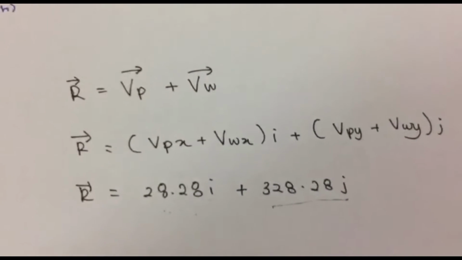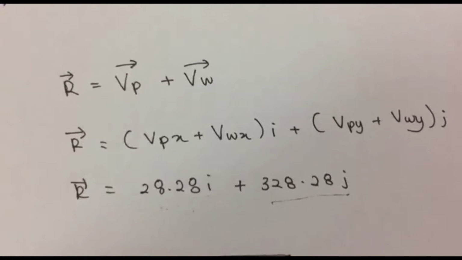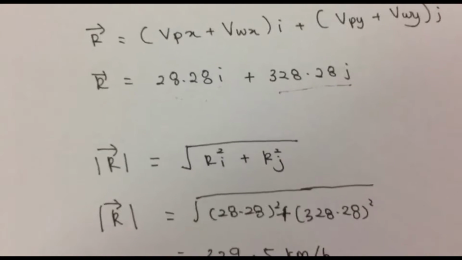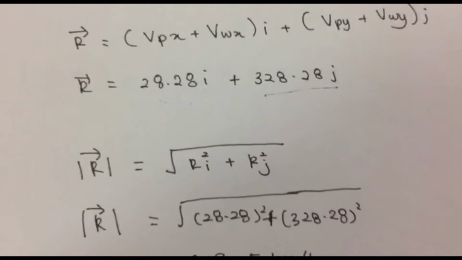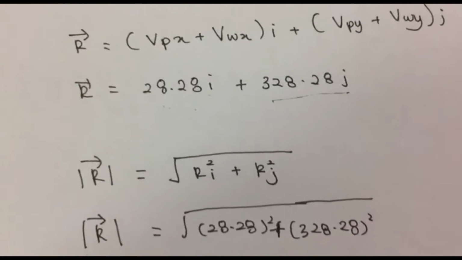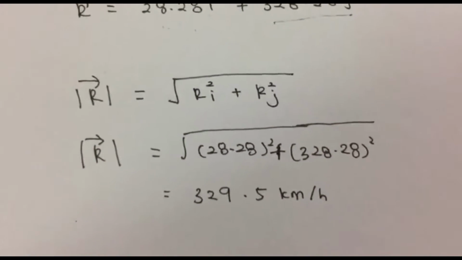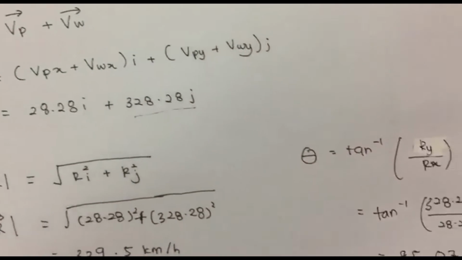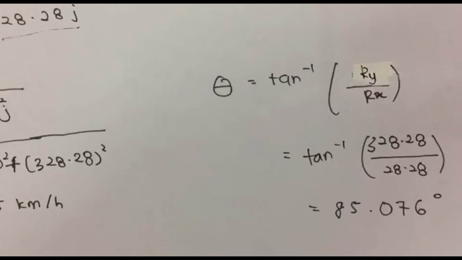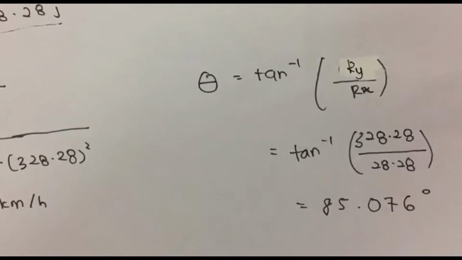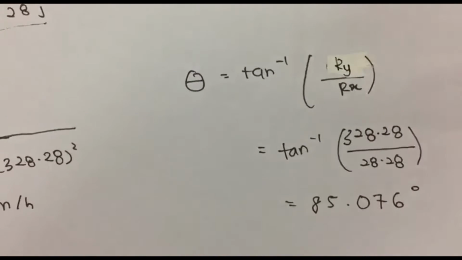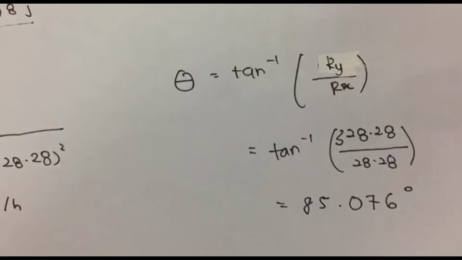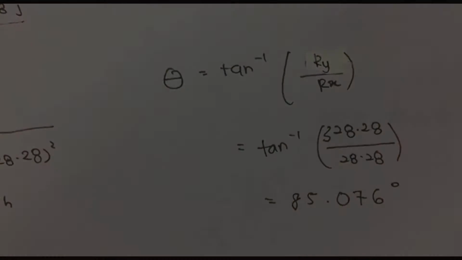The magnitude of how fast the plane could fly, we are using the formula where r is equal to the square root of the x component squared plus the y component squared. Now we need to know the direction relative to the positive x-axis, so the formula is theta is equal to inverse tangent of r sub y over r sub x.